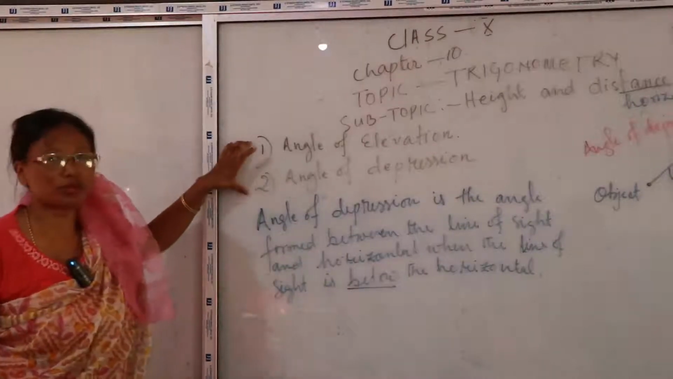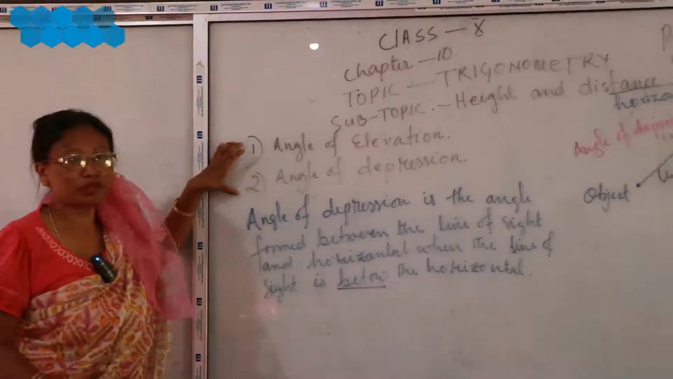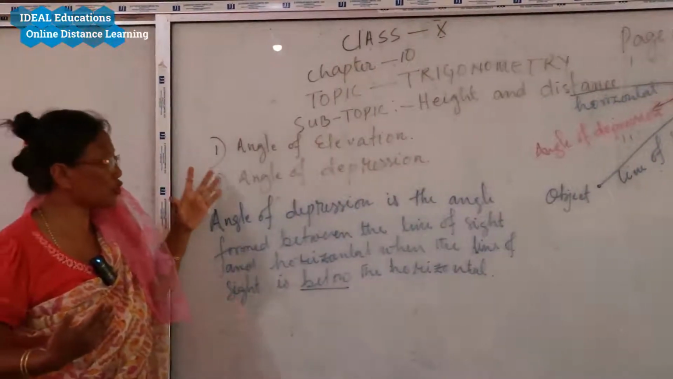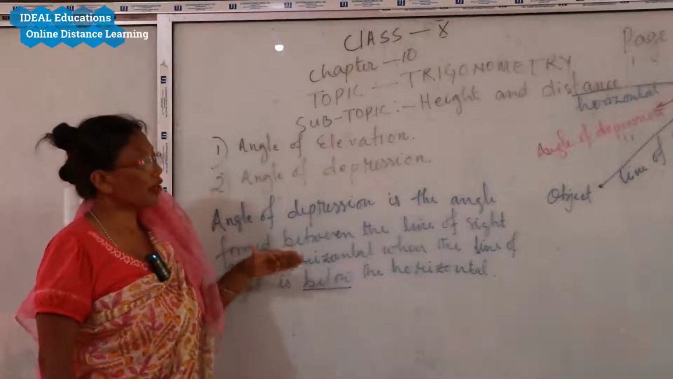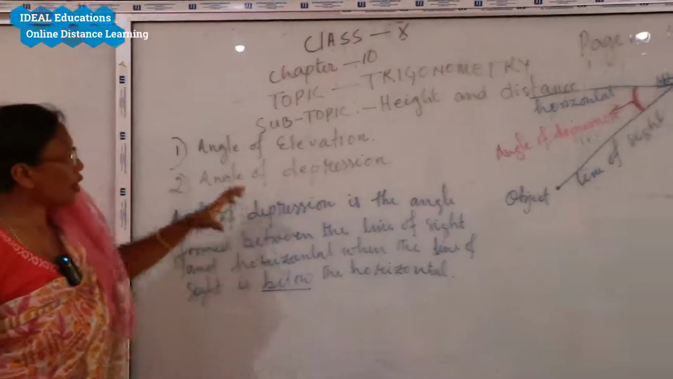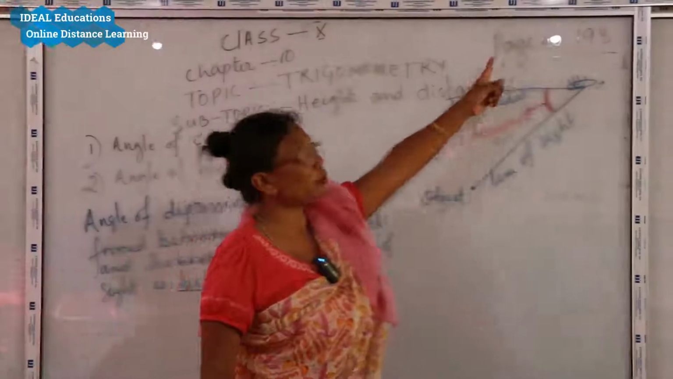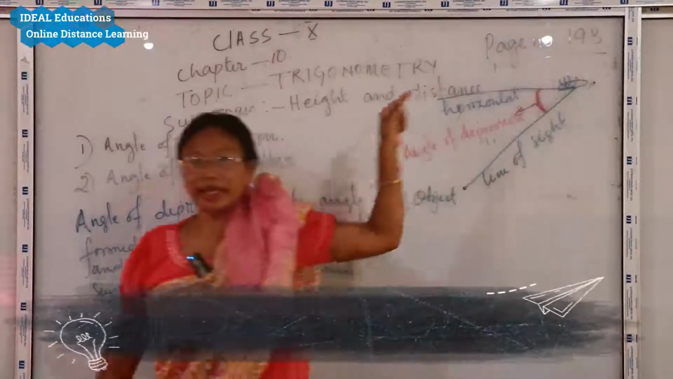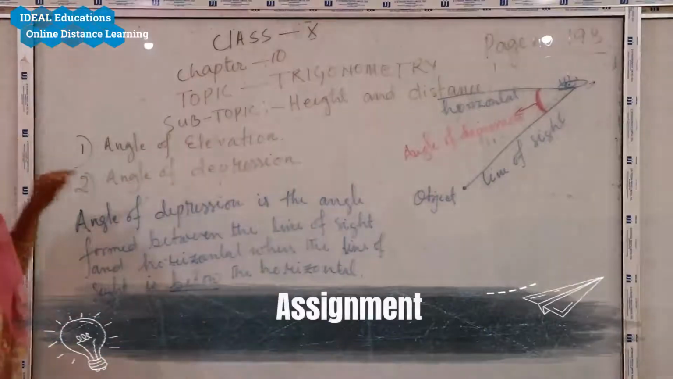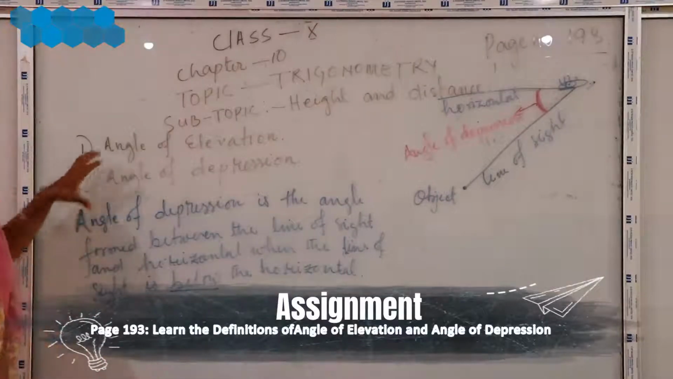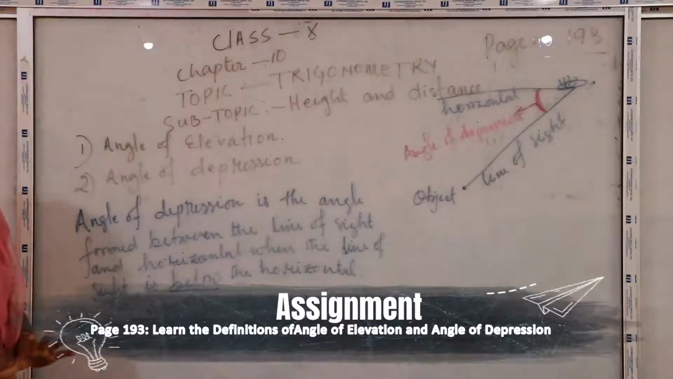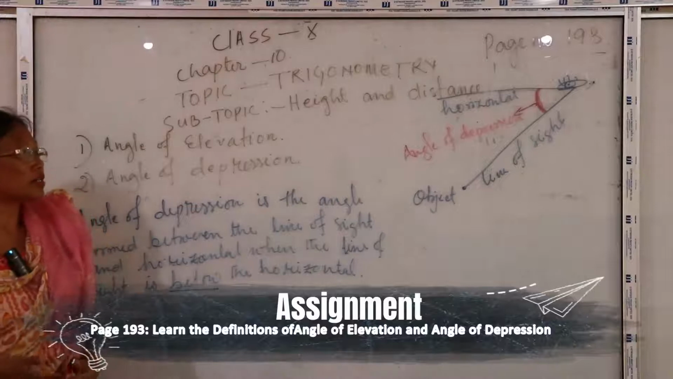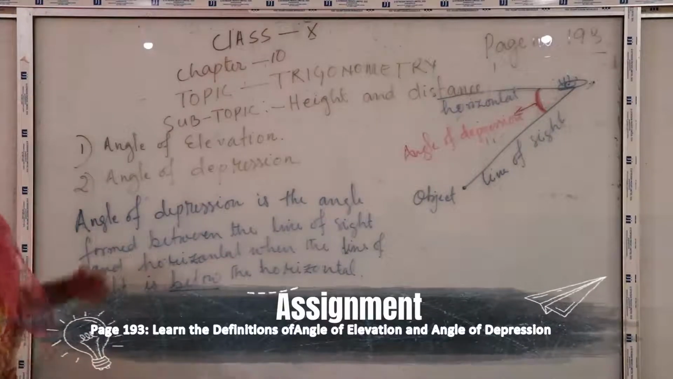These two definitions will be the formulas for the next chapter, that means chapter 10.4. That's why you have to learn by heart these two formulas and write them down in your textbook. For more detail, open page number 193 in your textbook. You can find the angle of elevation and angle of depression. You have to learn this by heart and write it down in your notebook. And in the next class, let's do some related questions with these formulas.